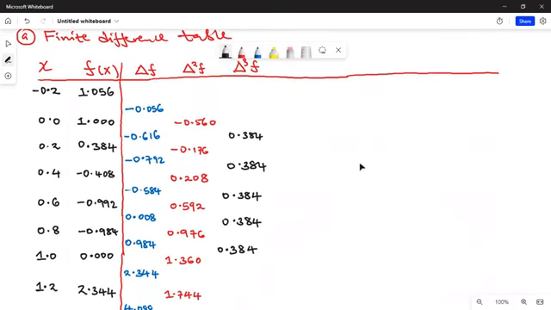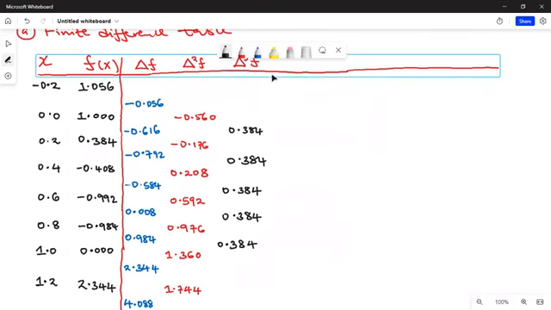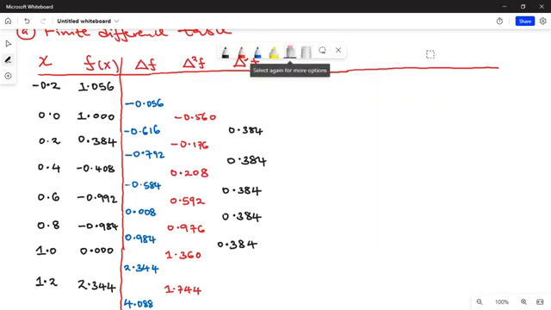Now, what do you realize? That in this column, the values are the same throughout, 0.384 throughout. So it's a constant figure. And so we cannot proceed. It means if we continue with the subtraction, the next values will just be zeros. So once you reach a constant figure, there's no need of proceeding with the subtraction. So we stop there. And so this is our finite difference table.